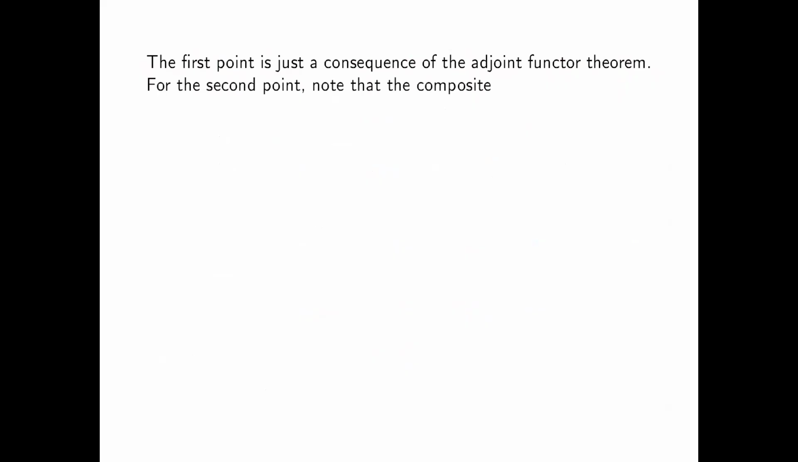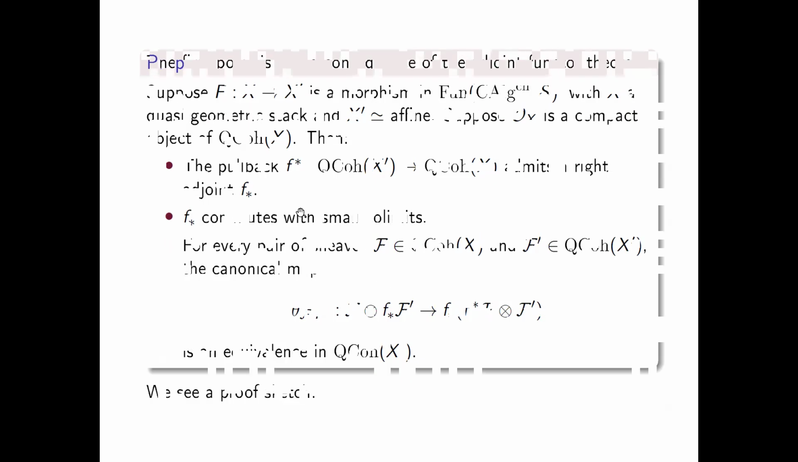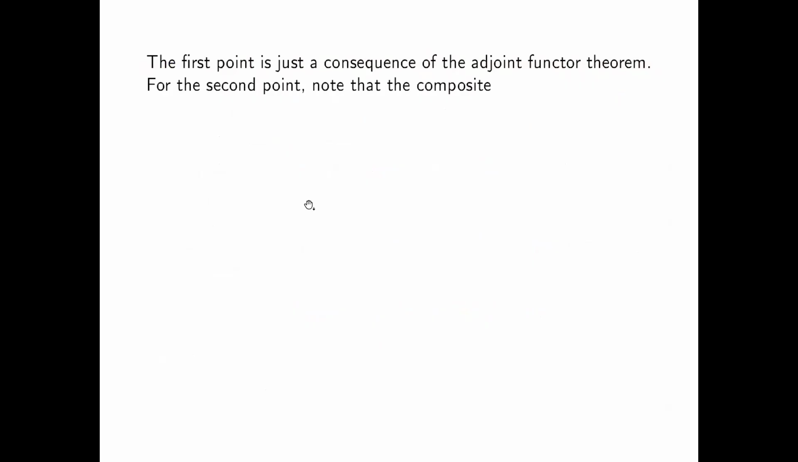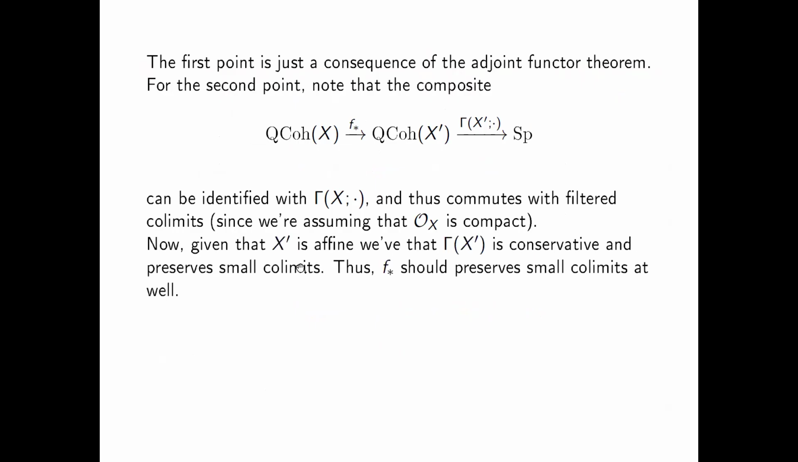For the second point, let's see the second point again, so that this F lower star just commutes with small colimits. You note that if you take this composite, after applying this F lower star, you take the global sections functor. This can be identified with the global sections functor of X, and therefore it commutes with filtered colimits because we're starting with assuming that it is compact.